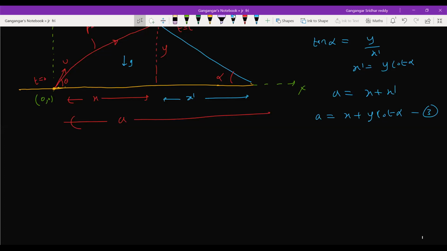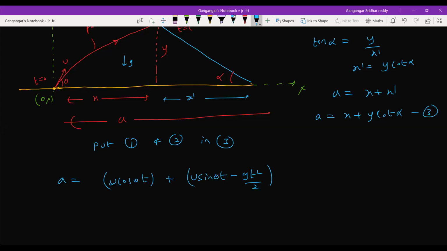Okay, anybody, what to do after this? Substitute 1 and 2 in 3. a equals x plus y cot alpha, where x is u cos theta t, and y is u sine theta t minus g t square by 2, into cot alpha.